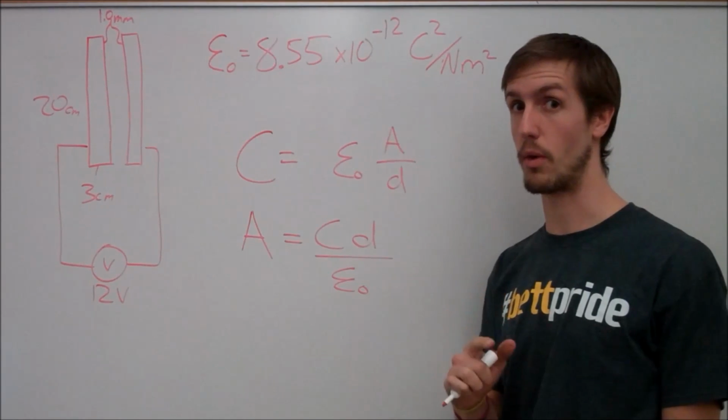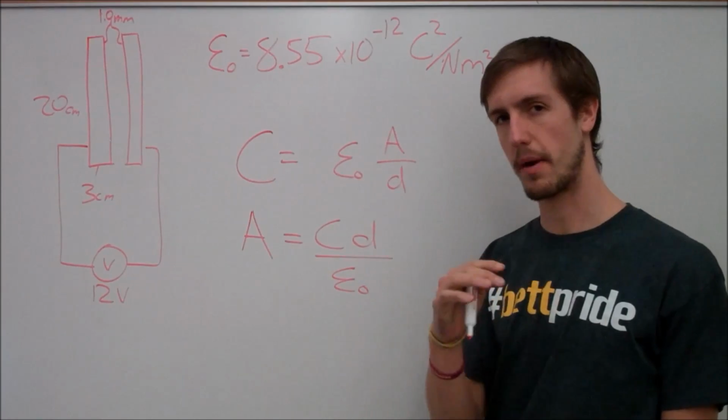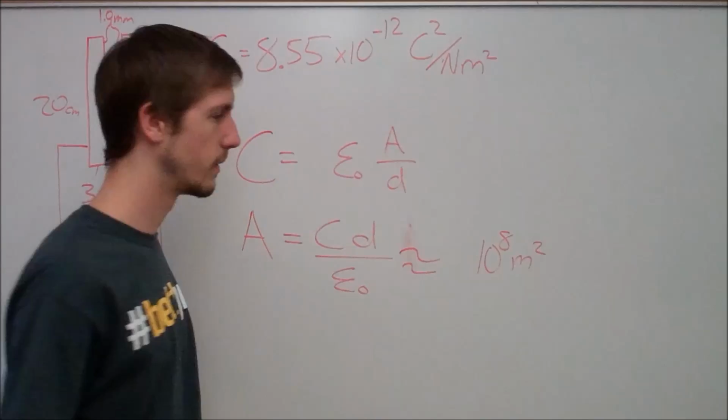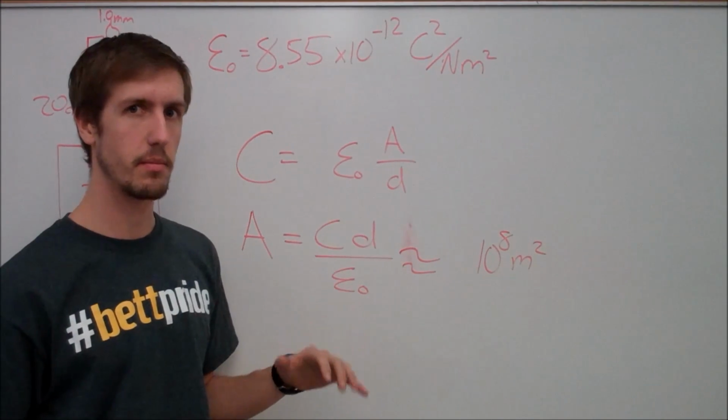When we multiply all these values together, my capacitance is not the same value that we had before, I really now want 1 farad. I want to find out how much area 1 farad of capacitance takes. My final answer will show up like this. So my area ends up becoming about 10 to the 8th meters squared.